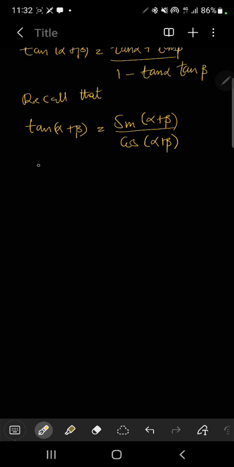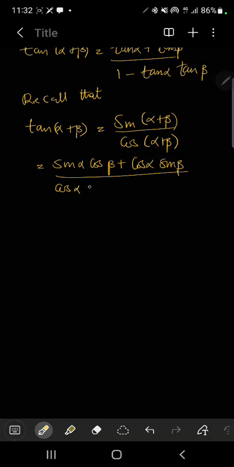So now we know that sine(alpha plus beta) is the same as sine of alpha cos of beta. We maintain the sign, we reverse the order: cos of alpha sine of beta, over cos(alpha plus beta), the same as cos of alpha cos of beta minus, we change the sign but the order maintains, sine of alpha sine of beta.